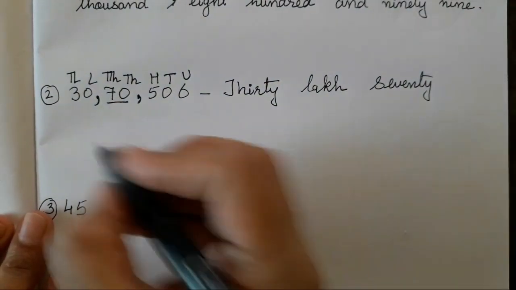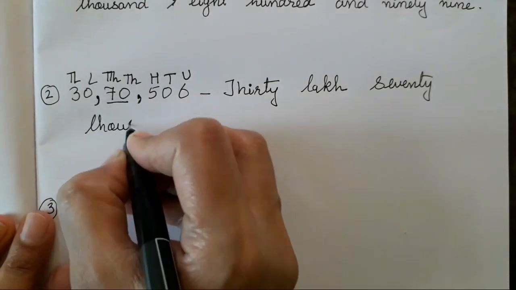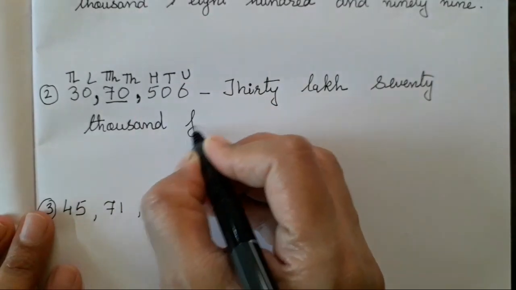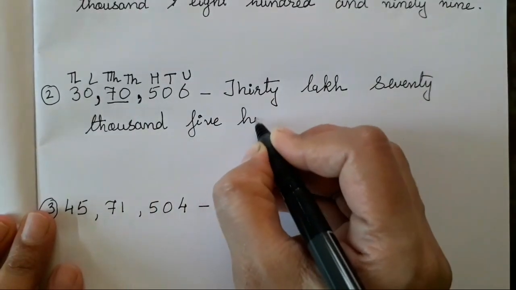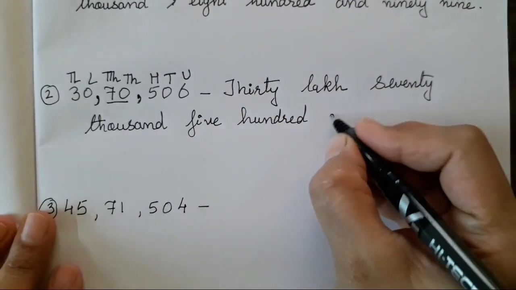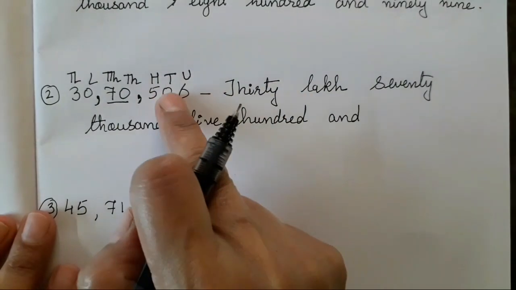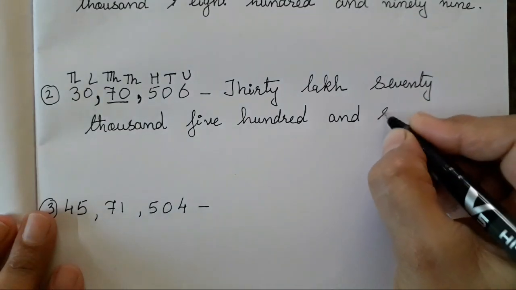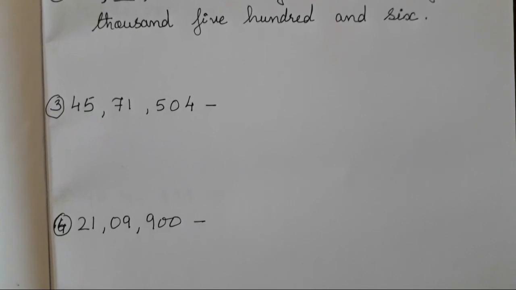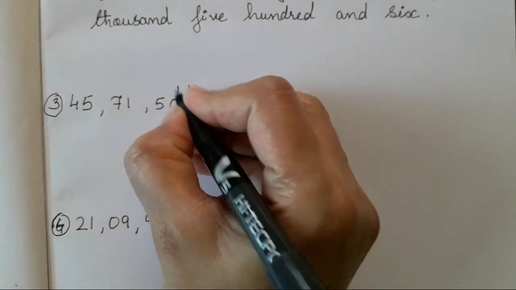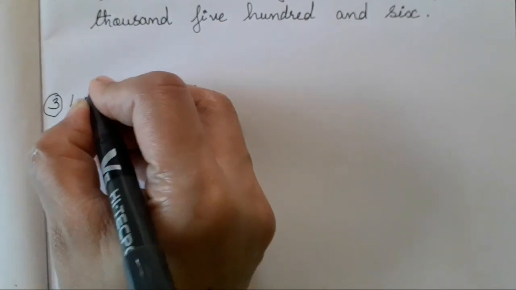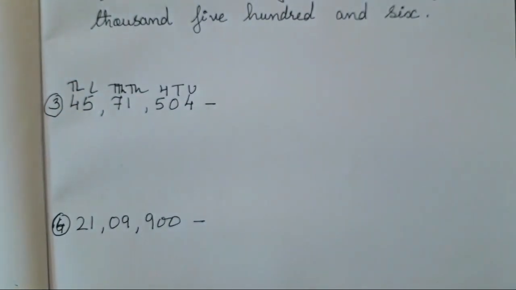So 70,000, 500 and 6, because there is no value for the tens. It is 0 and 6. Now, the third one in the same pattern: unit, tens, hundred, thousand, 10,000, lakh and 10 lakh.